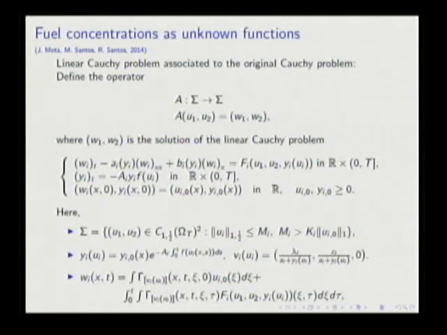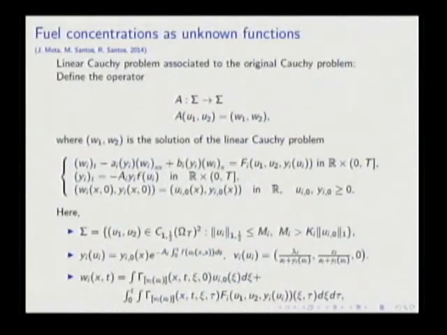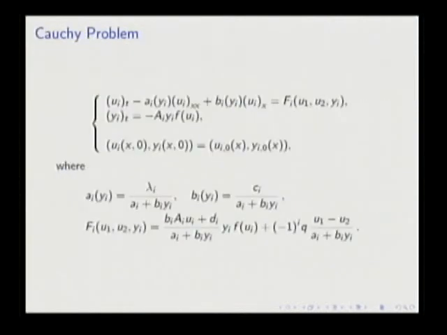If the fuel concentration is an unknown function, we can't apply that method before, the iteration monotone method of lower and upper solutions, because in each iteration the coefficients of the PDE operator are changing. In each iteration, this coefficient changes. So we can't apply the method of upper and lower solutions.